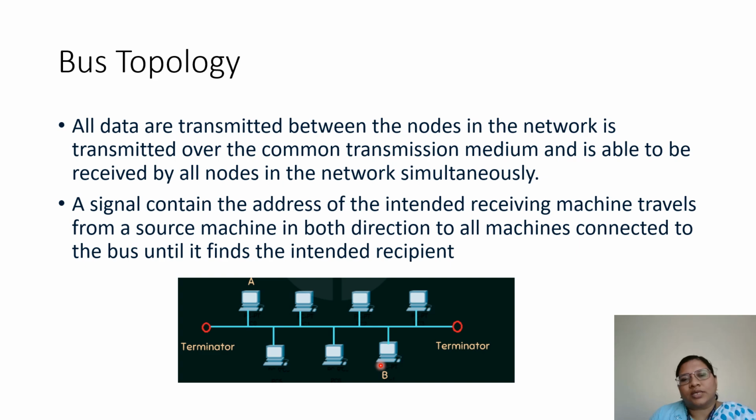4, 5, 6, 7. So 7 nodes are connected to this single transmission medium, and it works in both directions. The sender will send the message on this same line, and the receiver's acknowledgement or rejection is also done through the same line. The signal contains the address of the receiving machine and is transmitted in both directions.